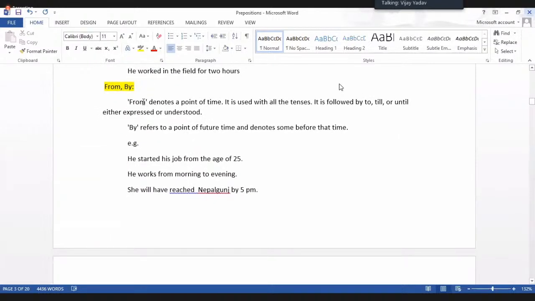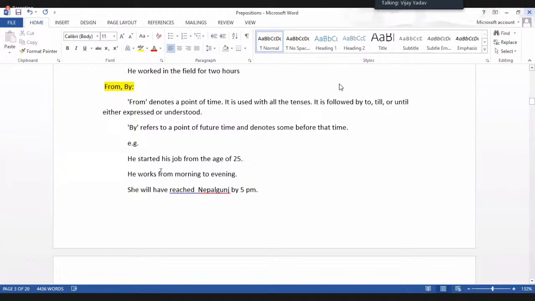Another is from and by. So from denotes a point of time and by also denotes a point of time. Clear? But we use by plus point of time in future tense. Clear? But from also denotes a point of time and it is used with all the tenses. And when we use from, it is always followed by to, till, or until. Sometimes these are expressed, it means sometimes these are mentioned in the sentence. Sometimes these are hidden, understood.